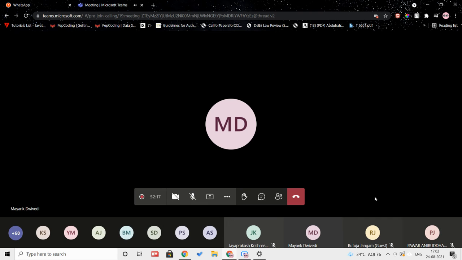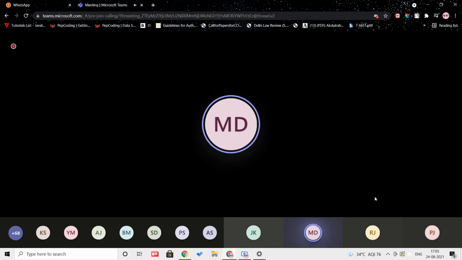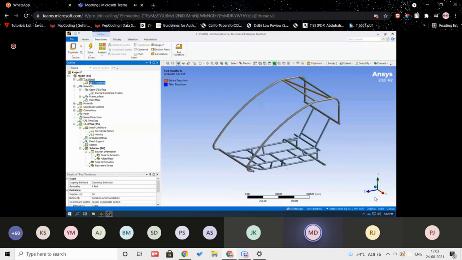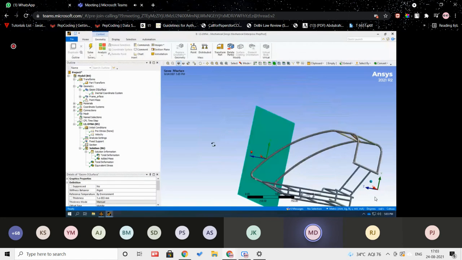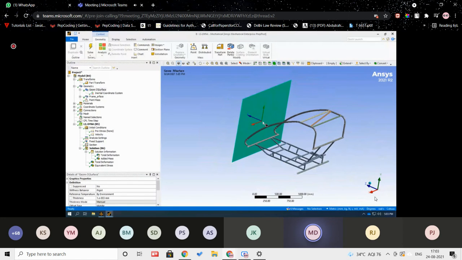You can put your part transformation. You can define, let's suppose you want to translate or rotate it, you can do that here. And in the same way you can adjust your wall also here. So let's suppose we have imported the wall and the frame here.